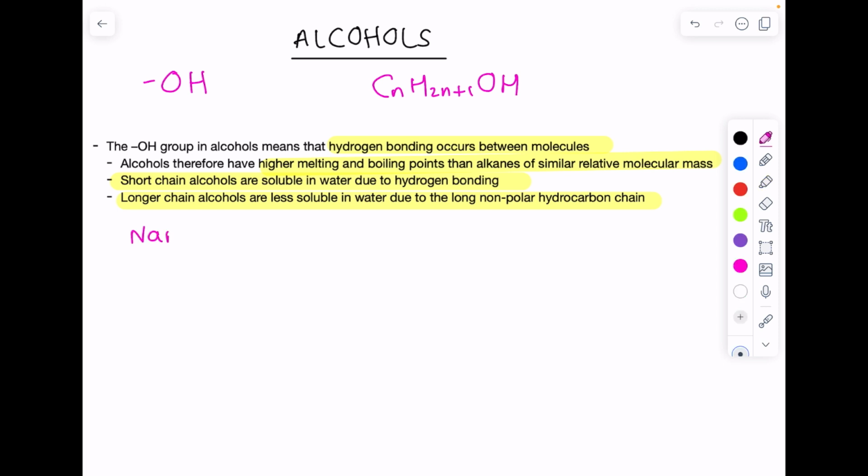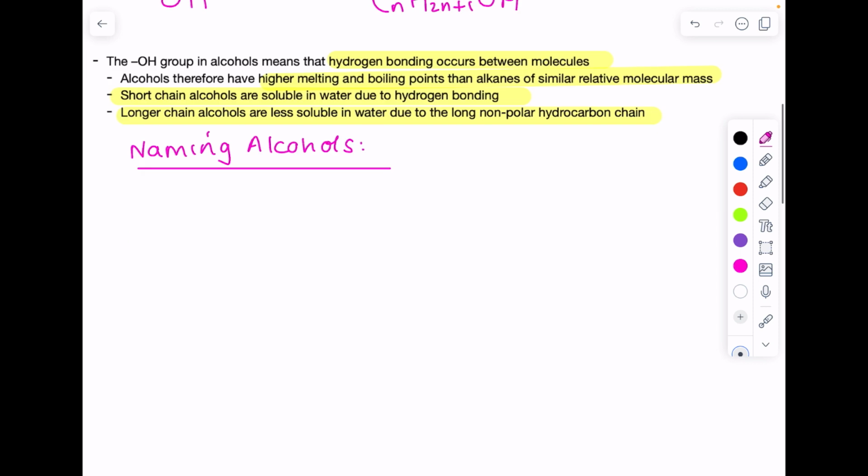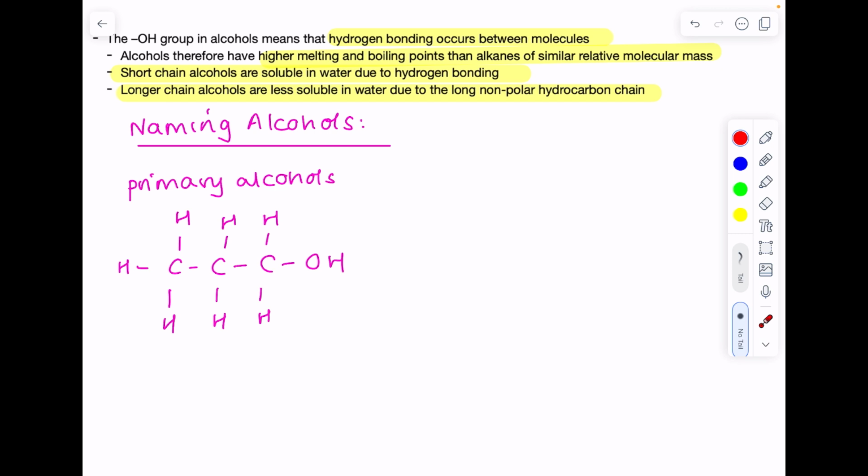But how do we go about naming alcohols? We'll start with the primary alcohols. So this is a primary alcohol because the OH functional group is attached to a carbon that itself is only attached to one other carbon. Let's name it. Well, this functional group is attached to the first carbon. We have 3 carbons, so it's propan-1-ol.